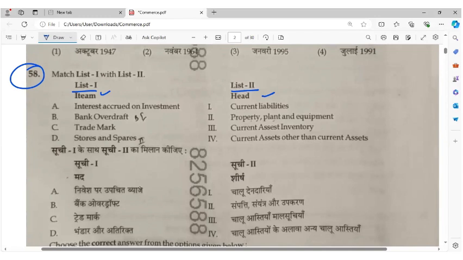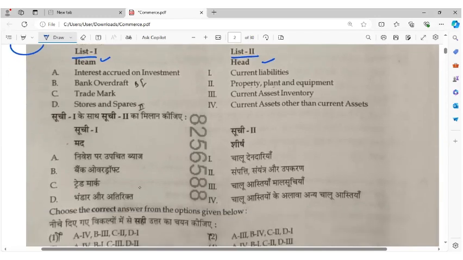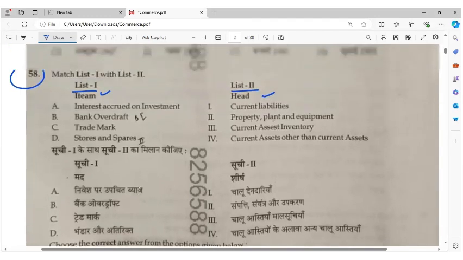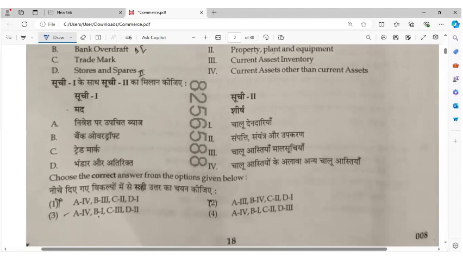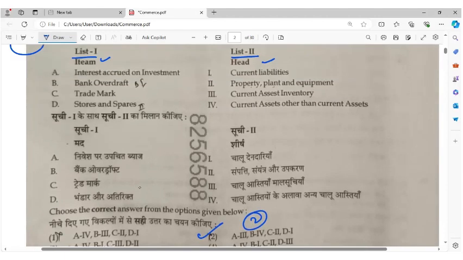And in list 2 is given current liability. You have to just match where each will come. Okay, so you have to just match this. So for this question, option number B is correct over here. Okay, B, that means option number 2 is correct over here. That is, A is matched with the third.